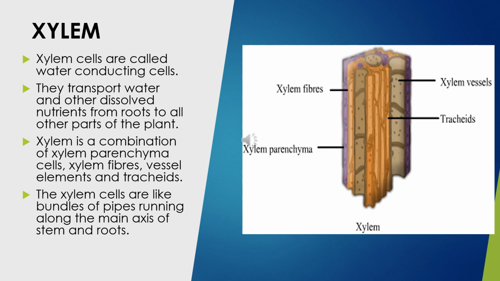Xylem. Xylem cells are called water-conducting cells. They transport water and other dissolved nutrients from roots to all other parts of the plant. Xylem is a combination of xylem parenchyma cells, xylem fibers, vessel elements, and tracheids. The xylem cells are like bundles of pipes running along the main axis of stem and roots.